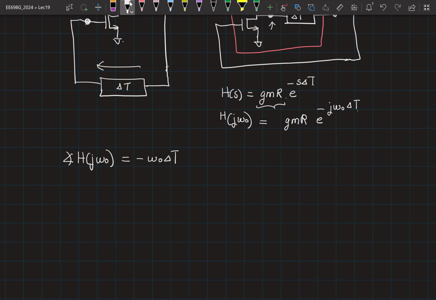Okay. So all that we have to check is whether this can be equal to, because I have a minus sign here, I'm going to put minus pi here. And that gives you omega naught equal to pi by delta t.